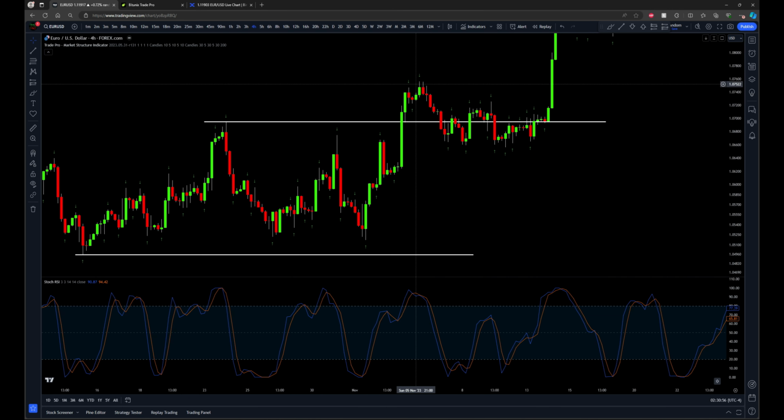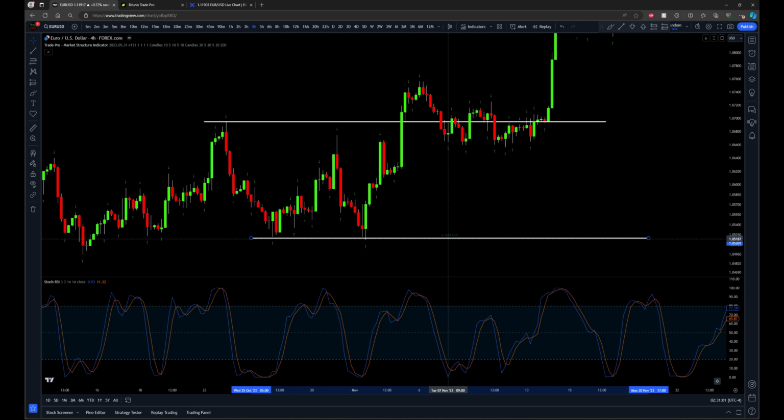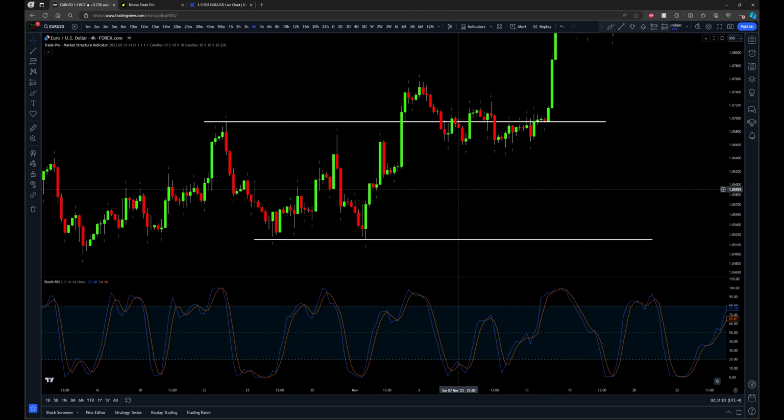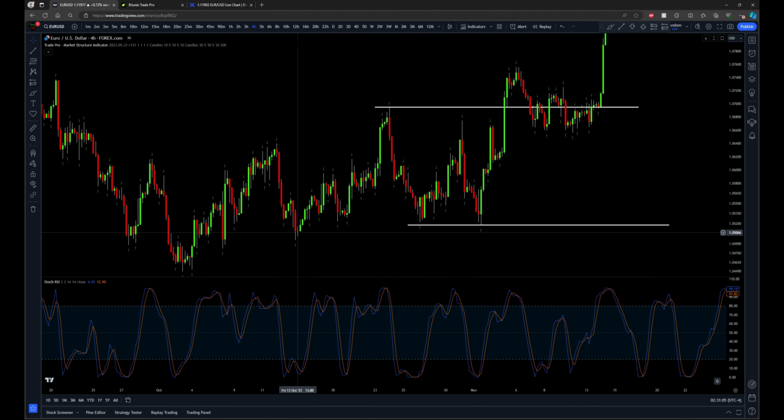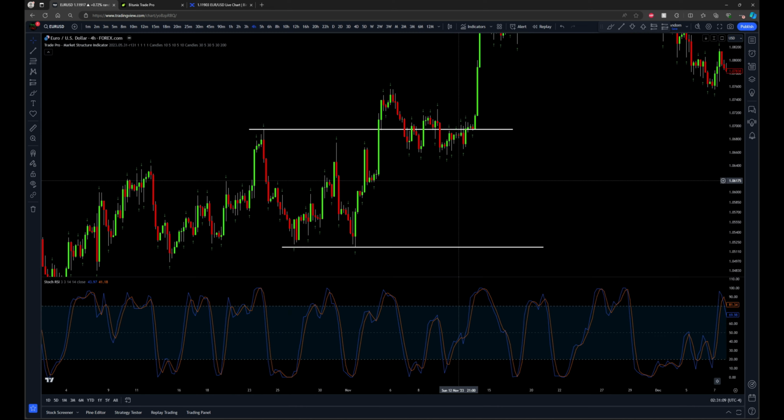All right, so we break out. Great setup there. Nice deep pullback. I love to see the deep pullback. Well, we have a new structure now because we broke out. Success again. So, we had that success. Beautiful deep pullback, follow through, success.